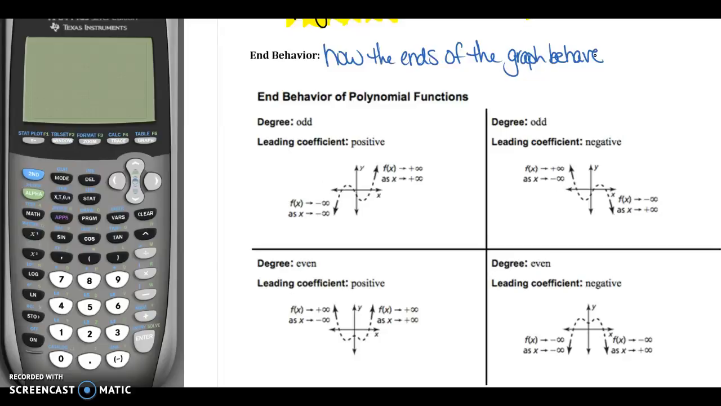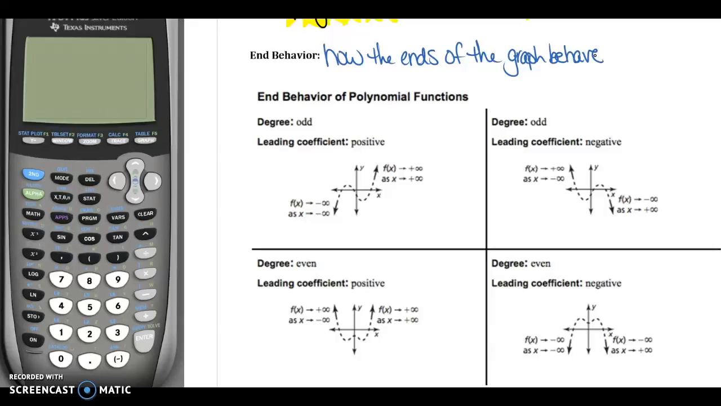On Friday we talked about identifying the degree and the leading coefficient of a polynomial. Now we're going to look at, is the degree of the polynomial, the degree being the largest exponent, an odd number or an even number? And then we're going to look at, is the leading coefficient a positive number or a negative number? Let's talk about leading coefficient first.